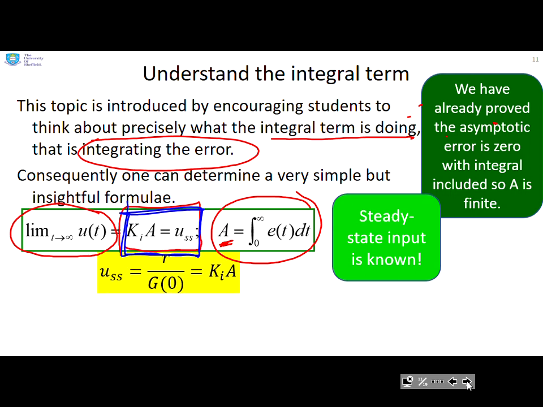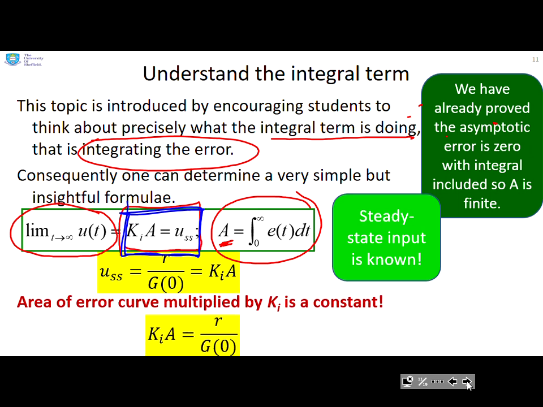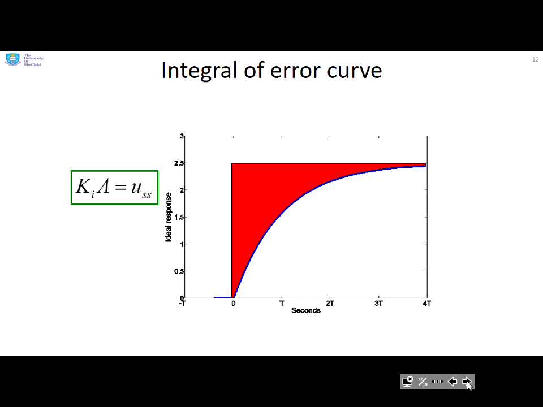However, we also know that steady state depends upon the system steady state gain. USS equals R over G of 0. So we now have an additional formula, this one here, that Ki times the area equals R, that's the target, divided by G of 0. So this is a very insightful formula. The area of the error curve multiplied by Ki, see this product here, is a constant. Let's see how we can use this then.